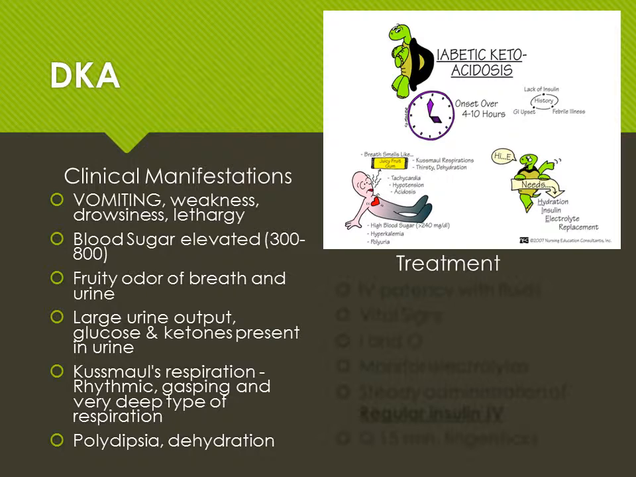DKA clinical manifestations include vomiting, weakness, drowsiness, lethargy, and blood sugar that is elevated, 300 to about 800. They may have a fruity odor of breath and urine. They will have large urine output. Glucose and ketones are present in the urine. They may have Kussmaul's respirations, polydipsia, and even dehydration.